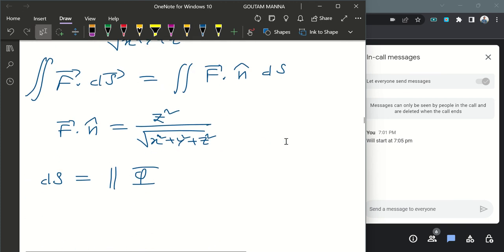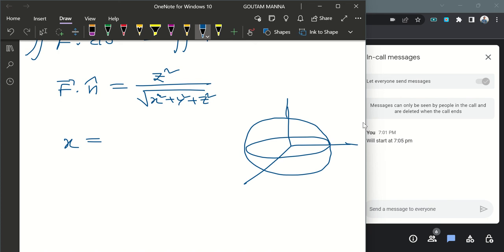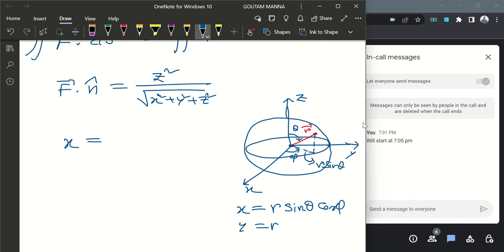To find this dS, we need to first parameterize this surface. As we are on a sphere, if any point on the sphere is given by this r vector, and this angle is theta, and if we take the projection on this plane, this angle is phi, then x will be r sin theta cos phi, y will be r sin theta sin phi, and z will be r cos theta.